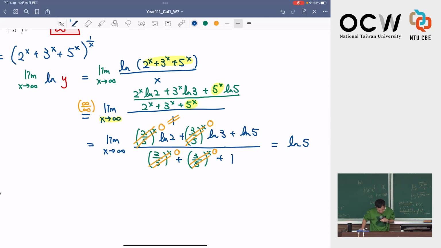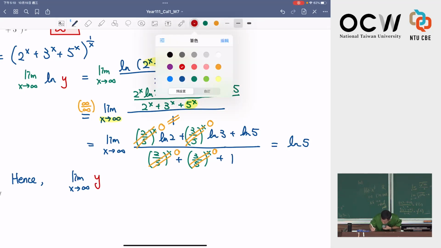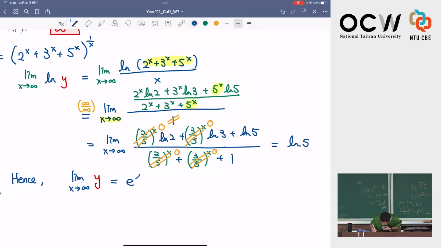But remember, this is not your final answer. So hence, the final answer should be the limit as x go to infinity of y. It's not log 5, but e to the log 5, which is 5. That's the answer.